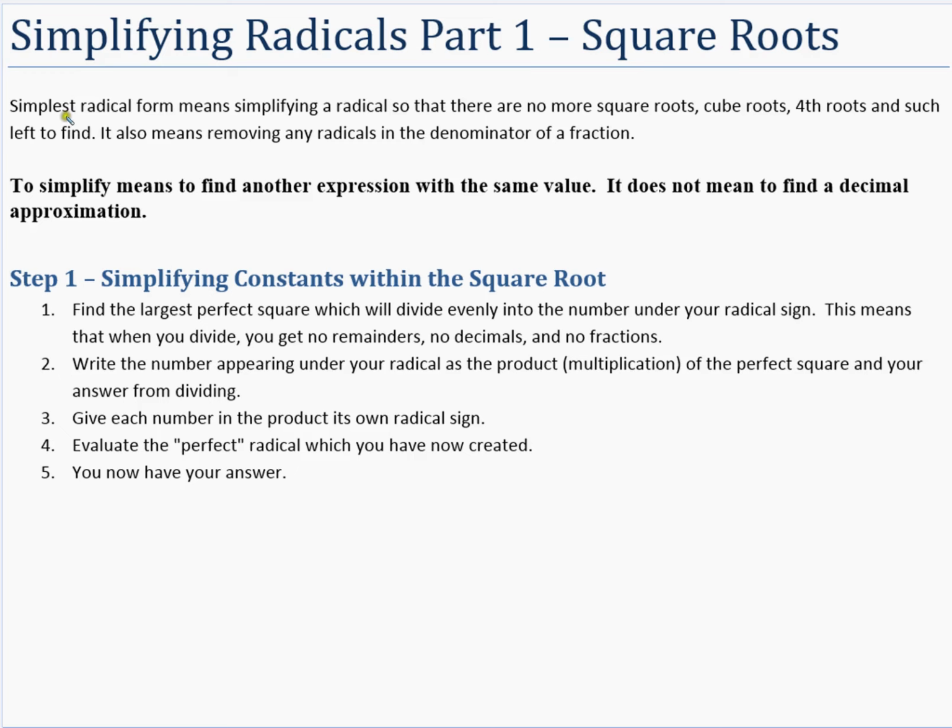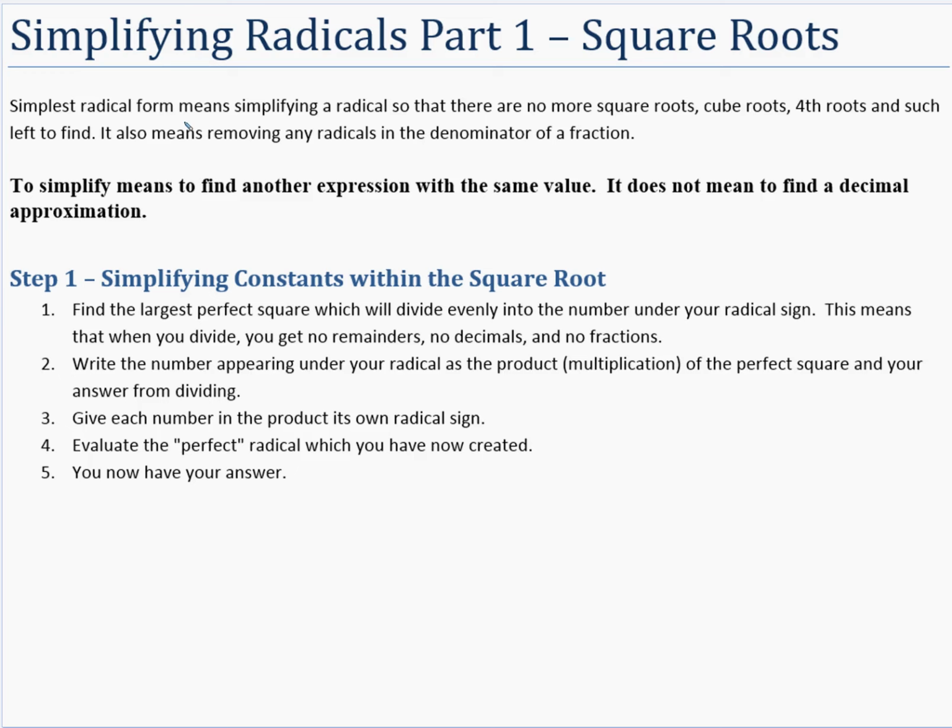So here, simplest radical form means simplifying a radical so that there are no more square roots or cube roots or fourth roots within the radical to find, and it also means making sure there are no radicals in the denominator of a fraction, or even no fractions in a radical, and we'll deal with that part later. But for right now, we're going to be simplifying square roots, no fractions as of right now.